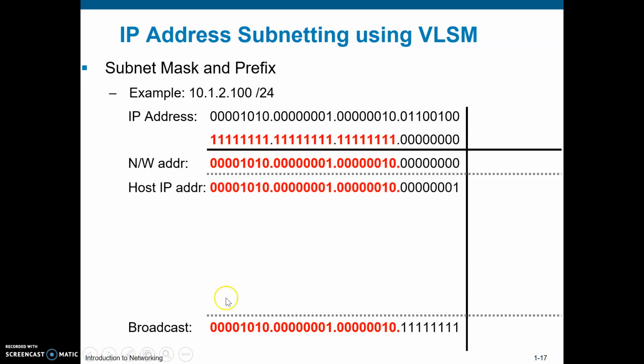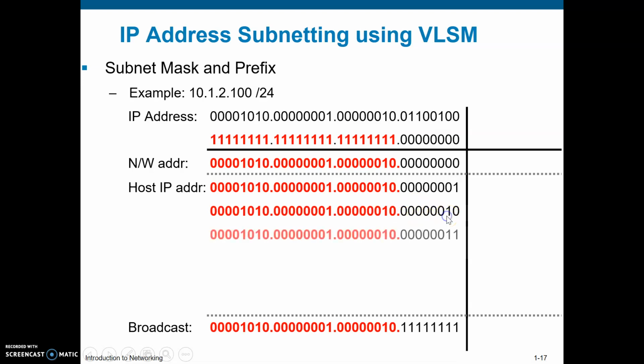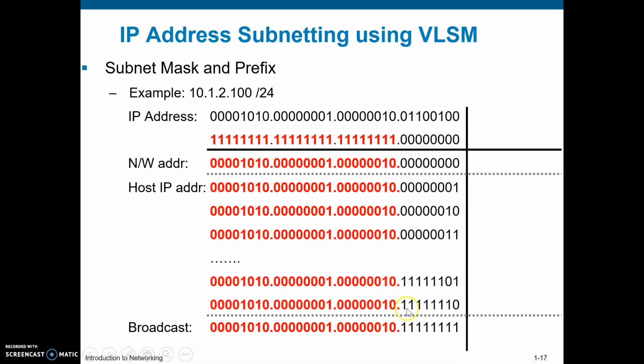How about your host address? The host addresses are all the addresses between the network and the broadcast. The first one will be 00000001. This will be your first host address. The second one will be 00000010, and so on until the last one, which is 11111110. This will be the binary representation.